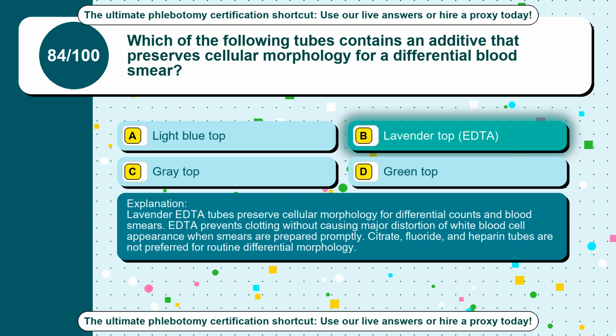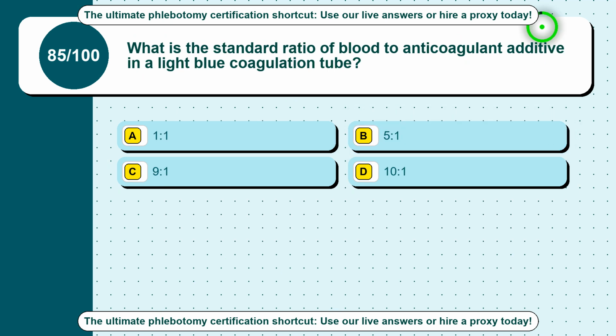Citrate, fluoride, and heparin tubes are not preferred for routine differential morphology. Question 85. What is the standard ratio of blood to anticoagulant additive in a light blue coagulation tube? Option A, 1:1. Option B, 5:1. Option C, 9:1. Option D, 10:1.